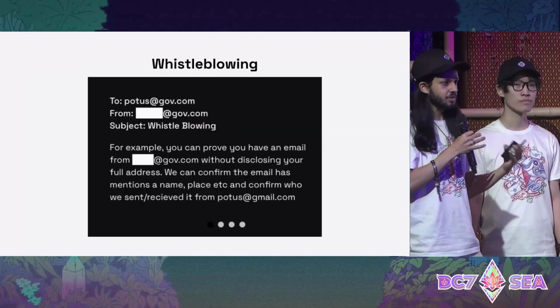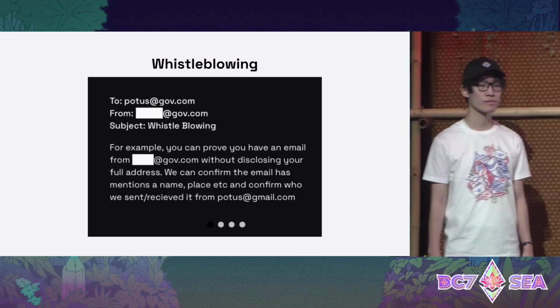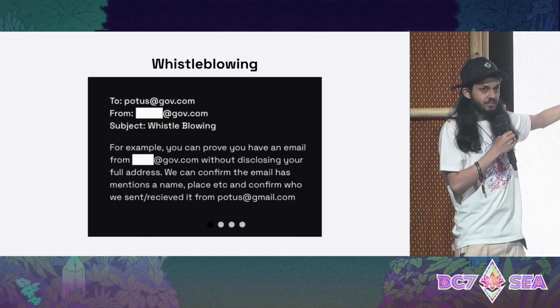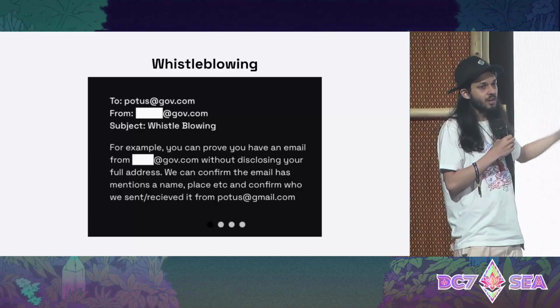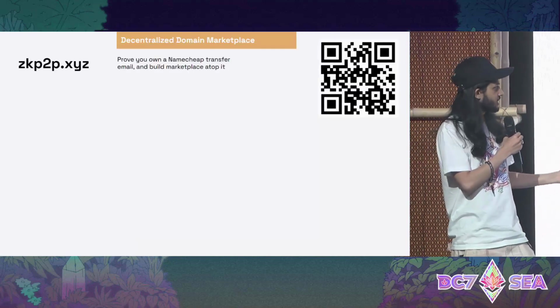You can imagine the simplest intuition for this is something like whistleblowing. We take an email you've already received, and we redact different parts of the email, and then we prove that the email was still valid or sent by the source. But you can do much more than this.